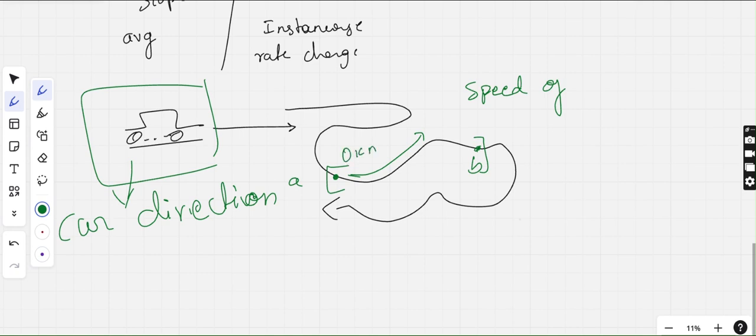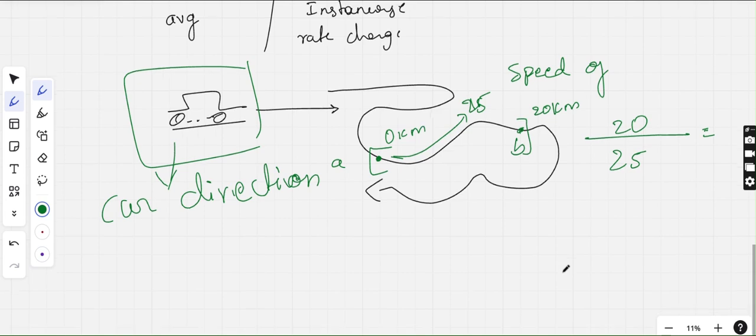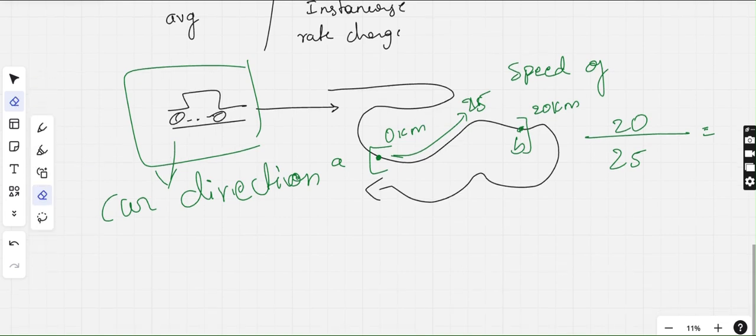So let's randomly take how many kilometers you have traveled. At point A, you're at 0 kilometers, and at point B you have reached around 20 kilometers, and it took around 10 minutes, which is too unrealistic. So let me say it took 25 minutes to travel. So the average rate of change that's happening here is 20 kilometers in 25 minutes. Whatever that rate of change is gives you the slope and the general direction of the car.